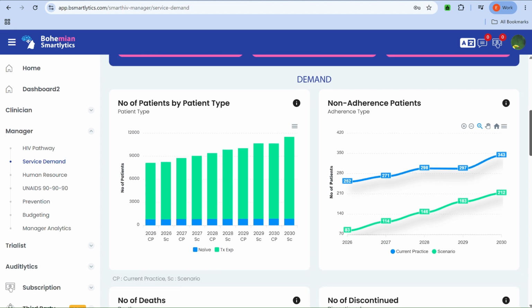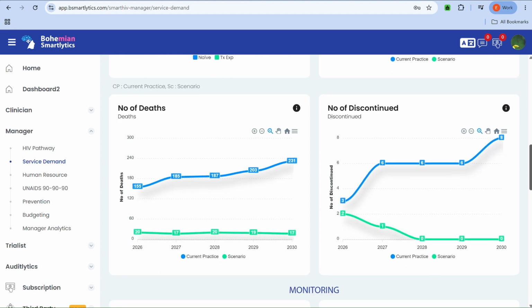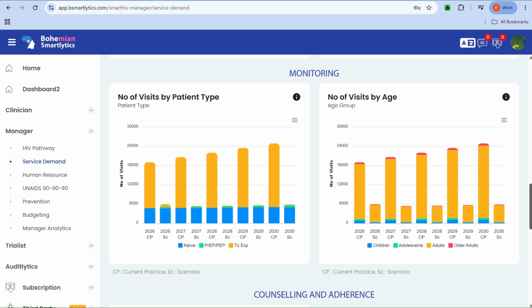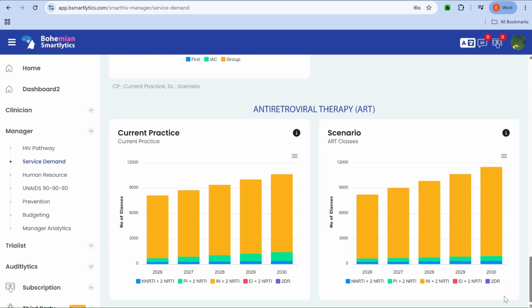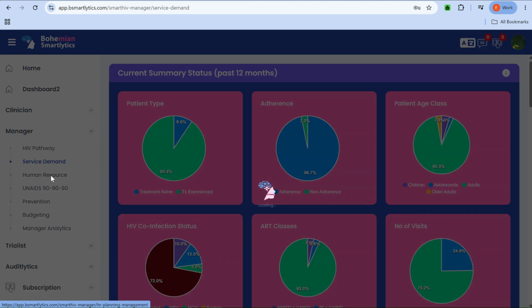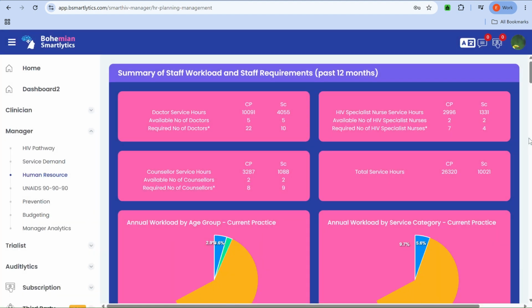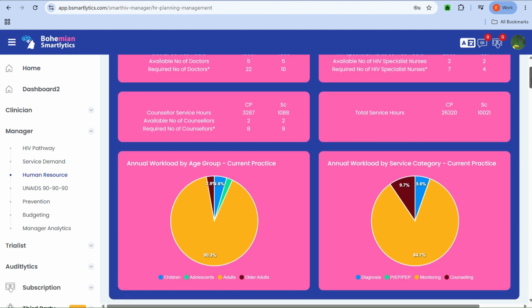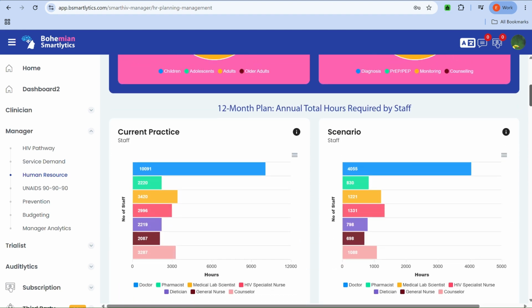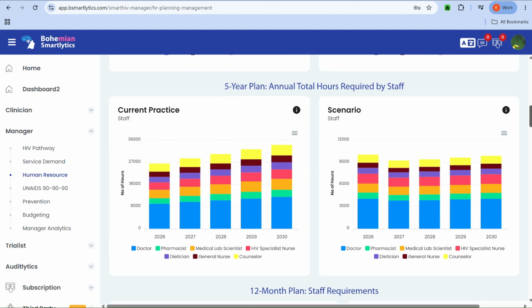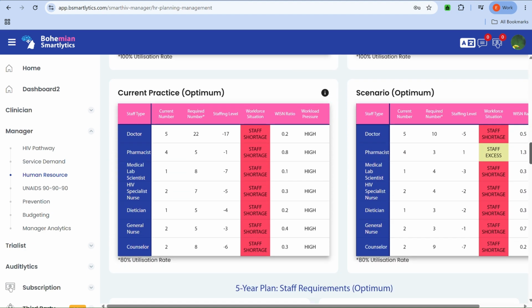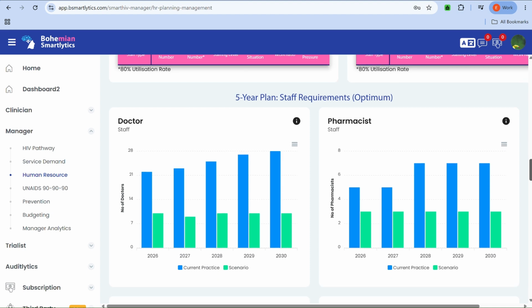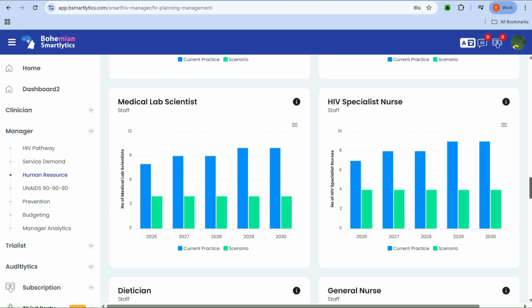We start with service demand, patient type, adherence, deaths, discontinuations, visit volumes, a full breakdown of activity, current practice set directly against the tested scenario. Here, an increase in PrEP uptake among key populations, including men who have sex with men, sex workers, and transgender individuals. The human resource dashboard shows staff requirements against both existing and unmet demand across the entire workforce.